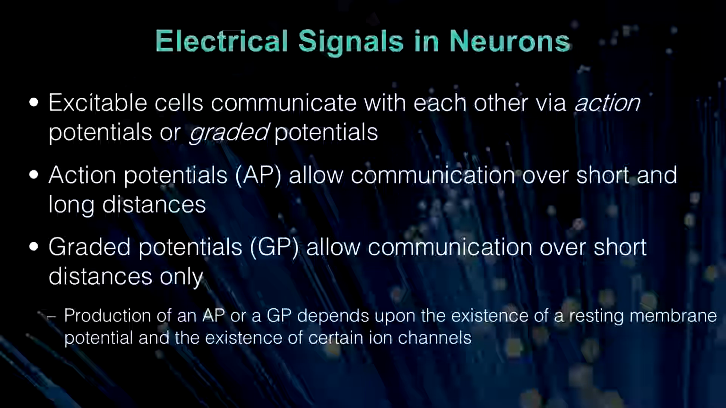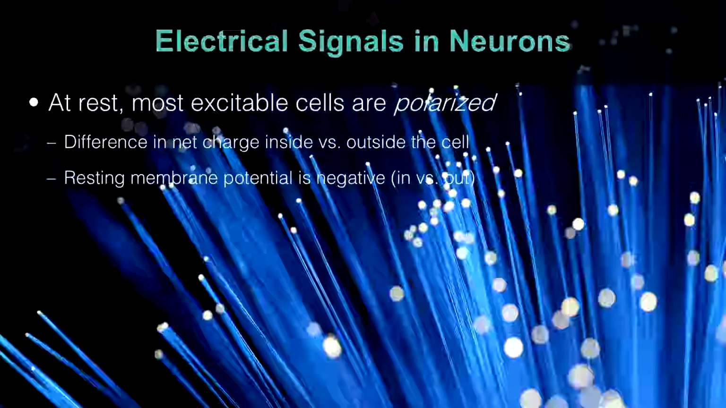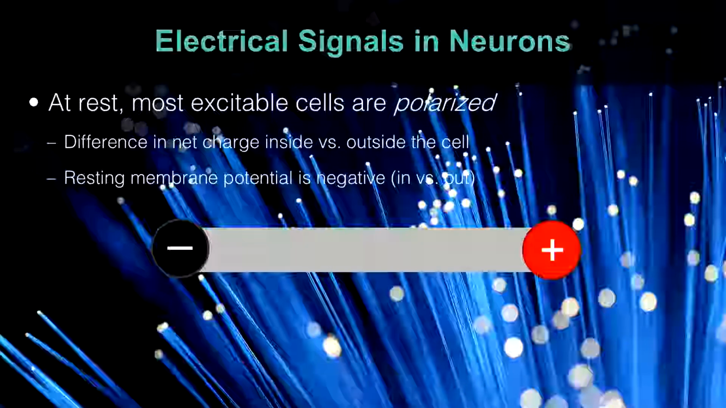I'll say the word potential a lot today. And by potential, usually what I mean is the cell is polarized, or whatever endpoints that I'm looking at are polarized. At rest, that potential is evident because most cells are polarized. And simply what I mean by polarized is on two ends there are opposite charges.